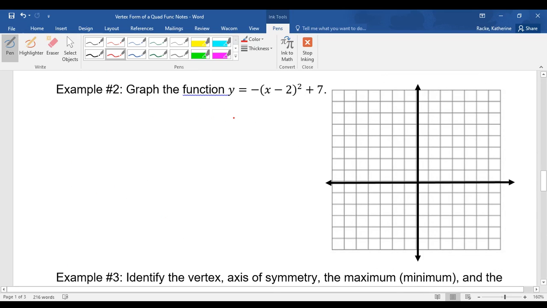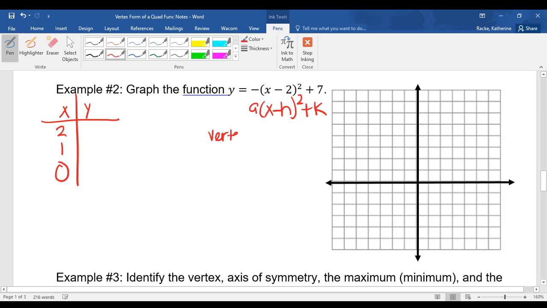Recall what our form is. So a x minus h squared plus k. Okay, so where 2 is our h, 7 is our k. We're going to go ahead and make the table. Let's pick the points. 2, 1, 0. I'm starting with 2 because that is what our point is, okay? So you need to understand that it's always the opposite of what the sign is. So our vertex point would be 2, 7. So that point is going to be 7.